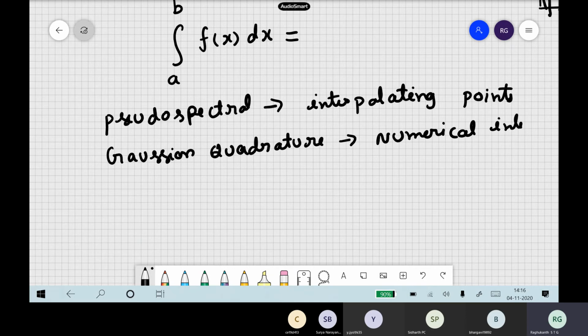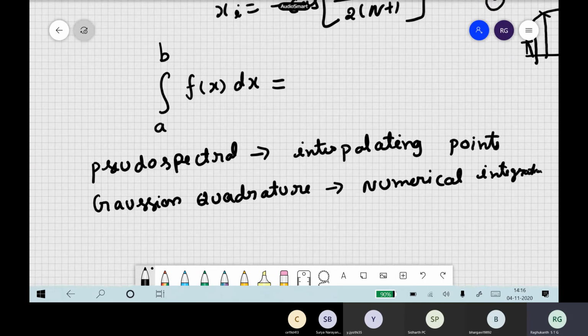What is the speciality of Gaussian quadrature? Does any of you remember Gaussian quadrature? What do you do in Gaussian quadrature? Suppose I want to integrate a function f of x from a to b, what do you do? In Gaussian quadrature, the range is from -1 to 1, and we take 2 points. But what is the basic philosophy behind Gaussian quadrature?